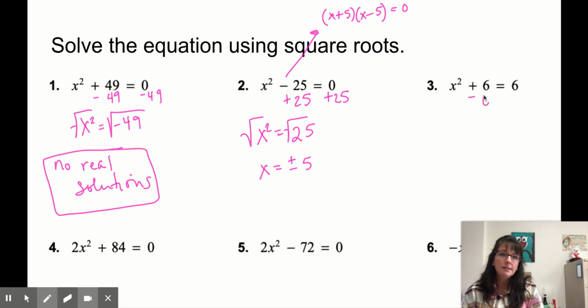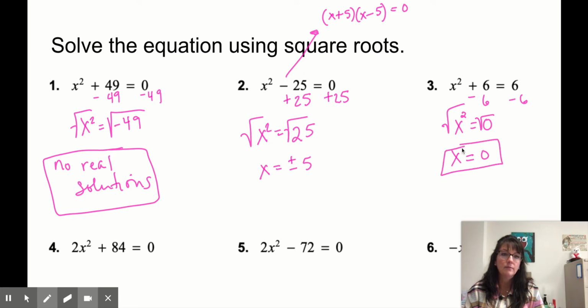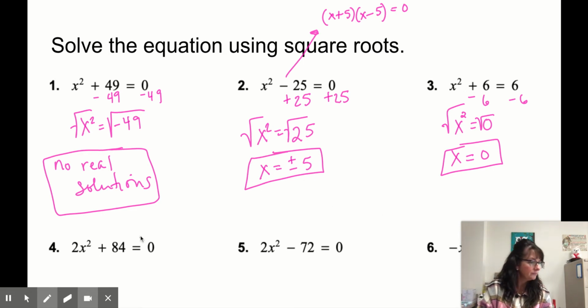Here we want to subtract 6 from both sides. X squared is equal to 0. All right, so when we take the square root, believe it or not, the square root of 0 is 0. So in this case, we have one solution, and it is 0. Here we had 2. Okay. Number 4. Number 4, we want to subtract 84 from both sides.